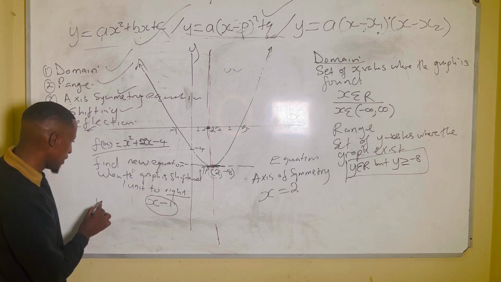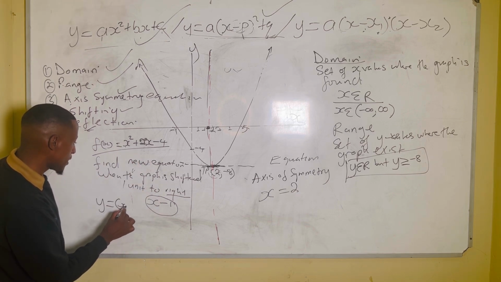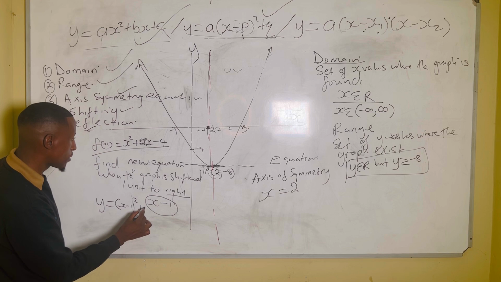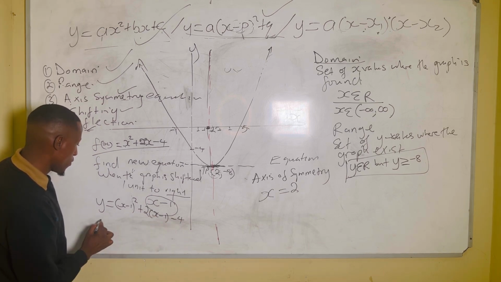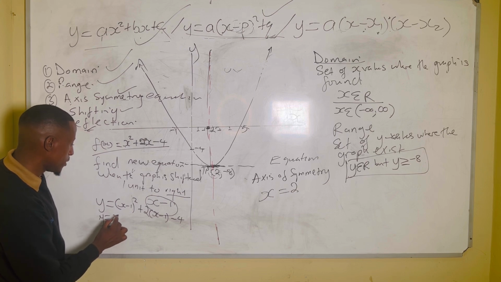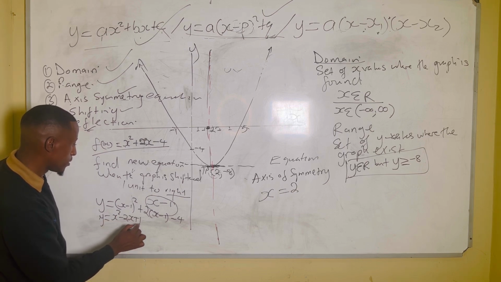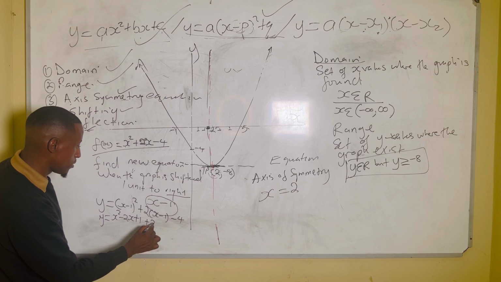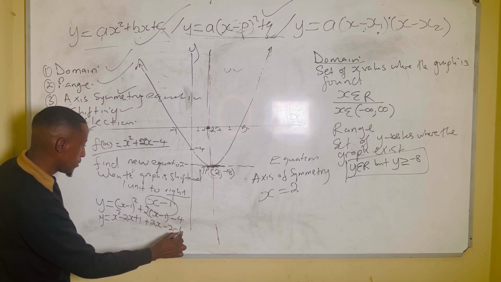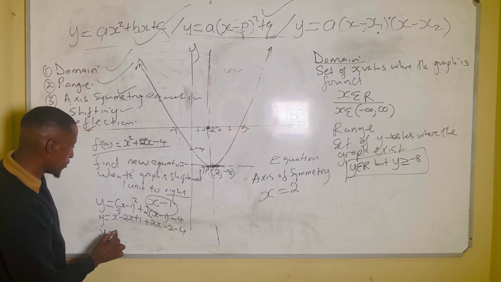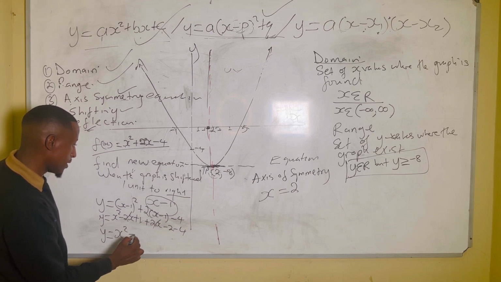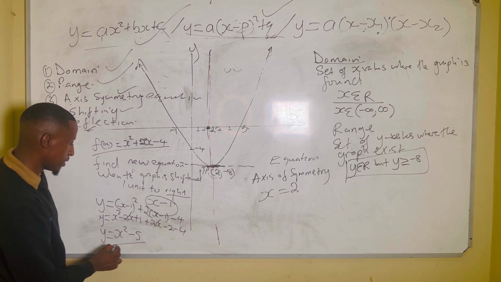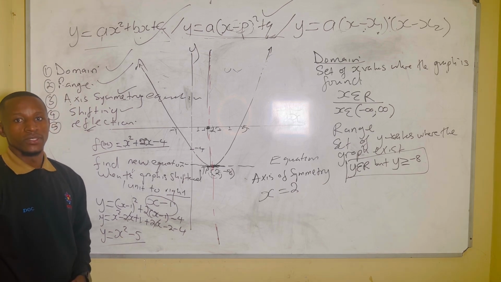Can we do that quickly? If we substitute wherever there is x, we get (x minus 1) squared plus 2(x minus 1) minus 4. If you use your maths correctly, your final equation will be x squared. This and this will cancel. This and this will give you a negative 5, if I'm not mistaken. This will be your new equation.